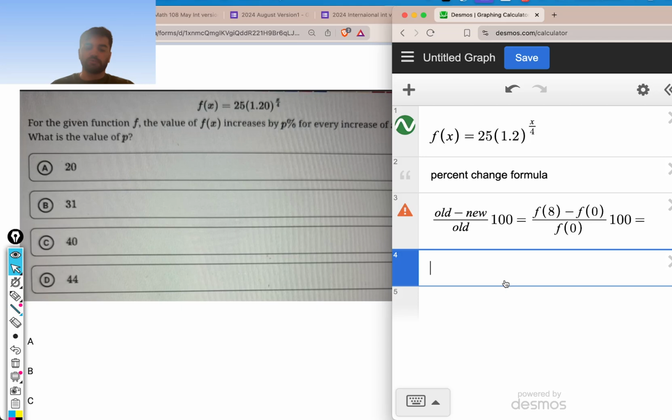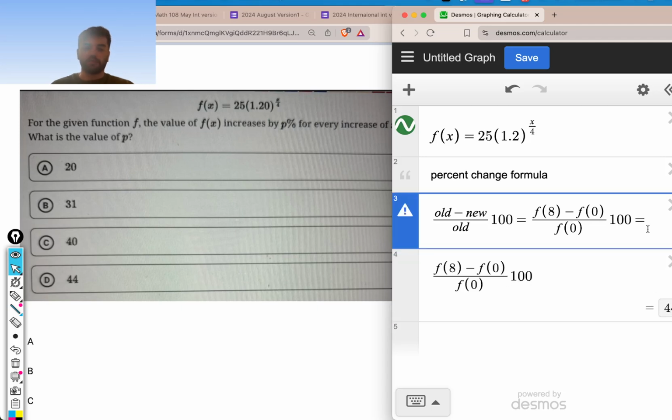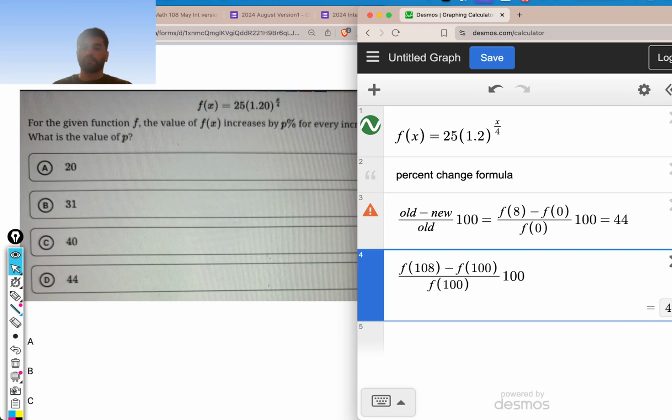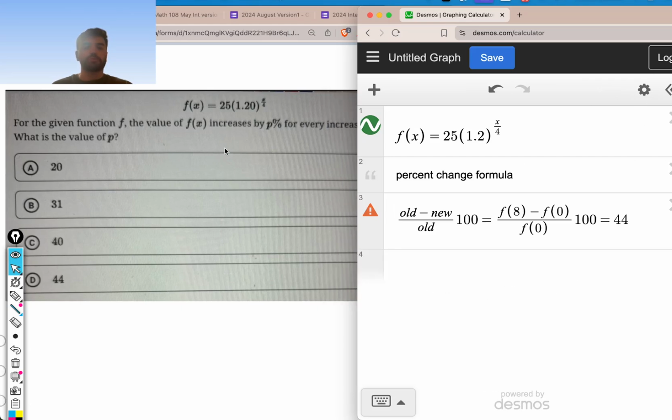Let's look at what the value of this one is. It is 44. Okay, if you change these numbers, if you make, for example, 100, 100, and 108, it will be also the same. So that's why the answer is 44 all the time. Any question from here?